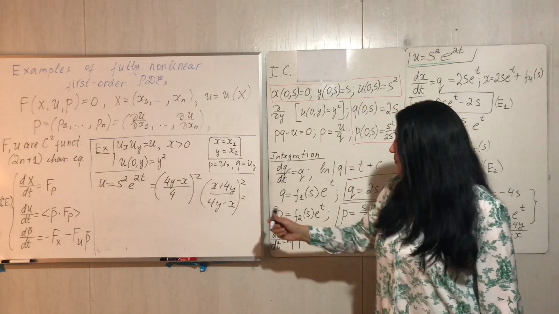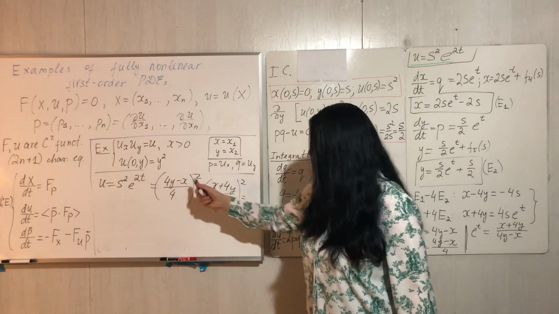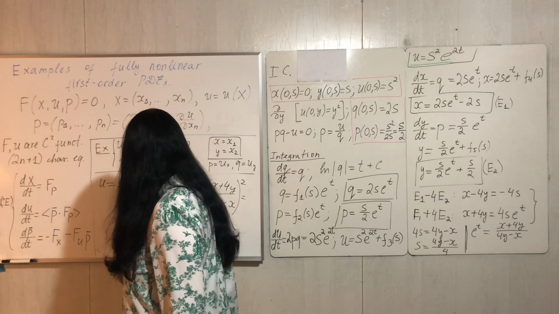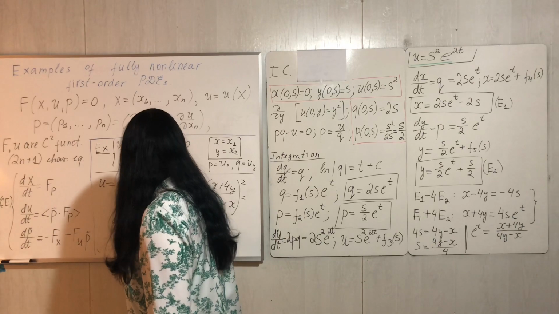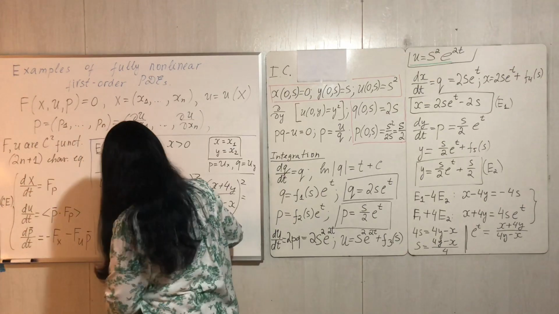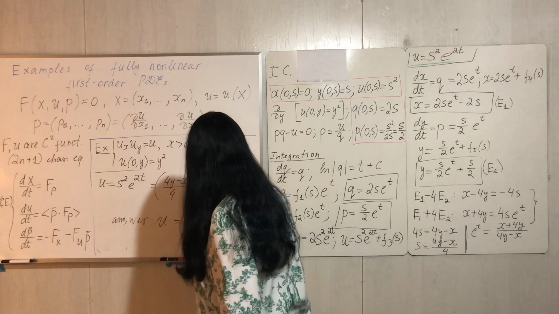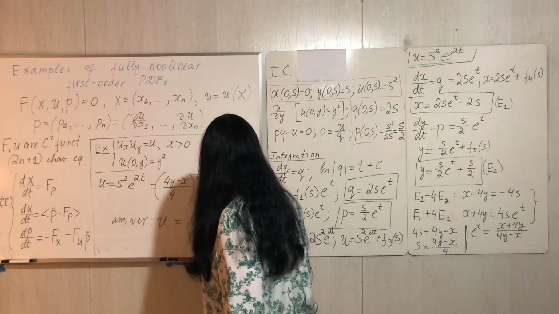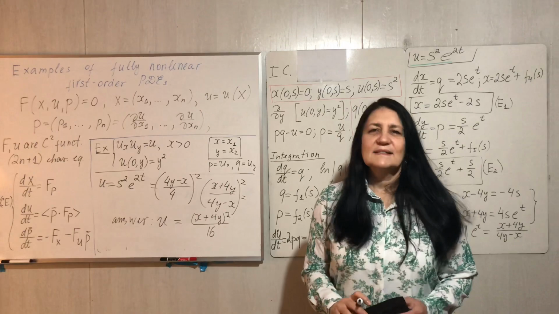Now we can simplify. If we just cancel numerator and denominator here, then the answer would be function u equals x plus 4y squared over 16.